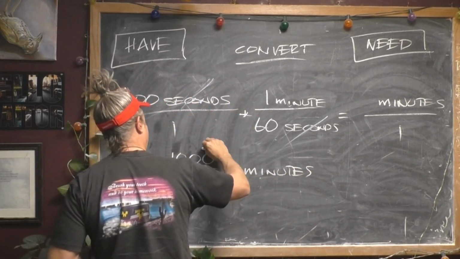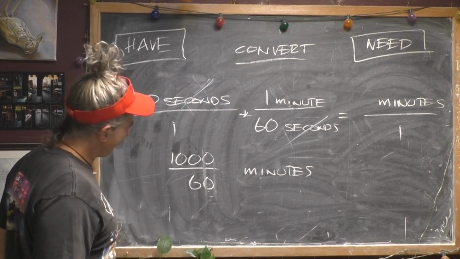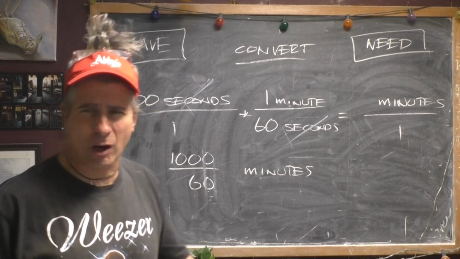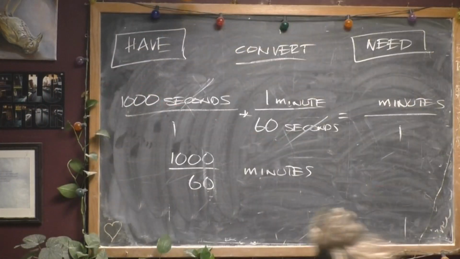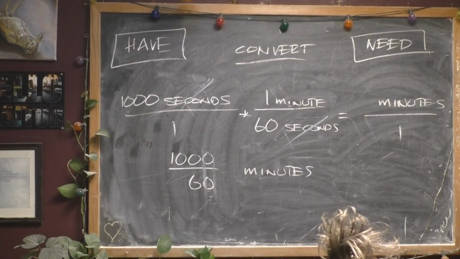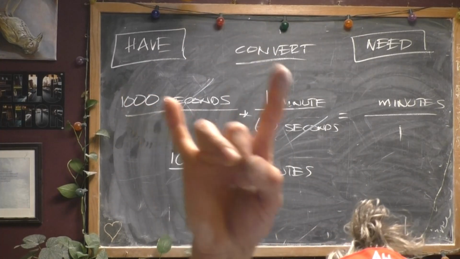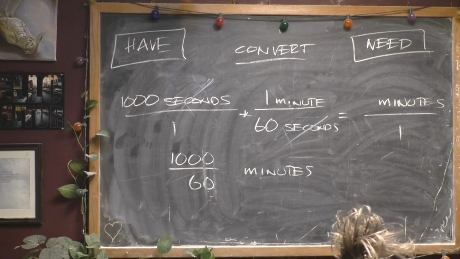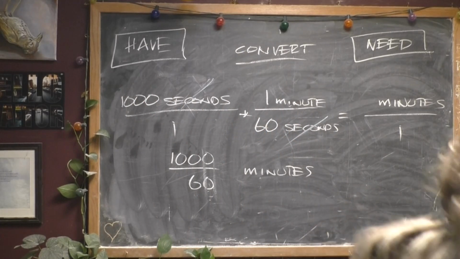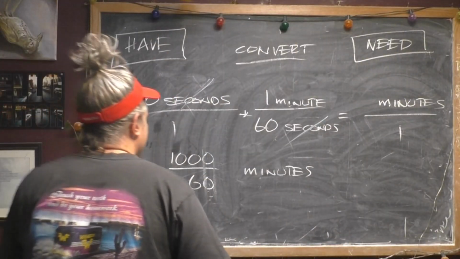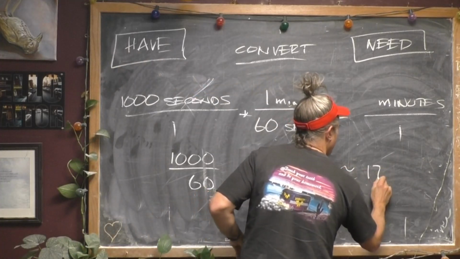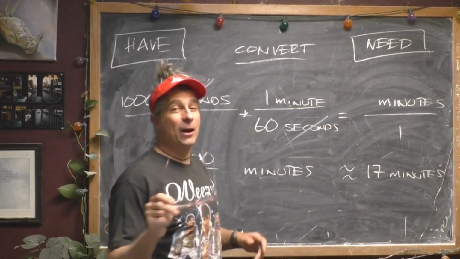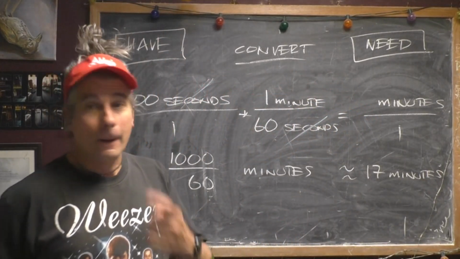Let's see what I got. Those zeros divide off. 16 and some change, almost 17. Almost 17 minutes, I think. Let's just check. Actually, I think it's like 16.6666. Yep, it's exactly what it is, 16.6666. So it's about 17 minutes. So that's how long 1,000 seconds is.